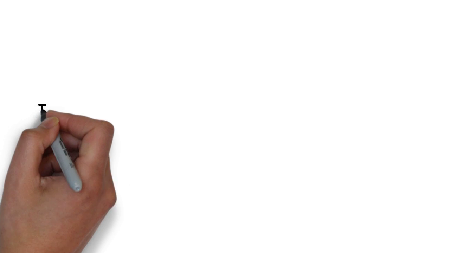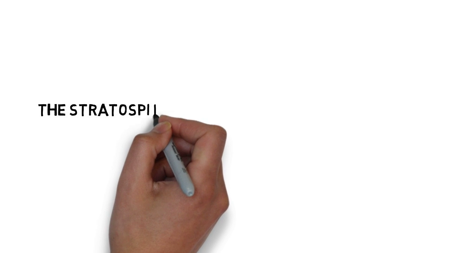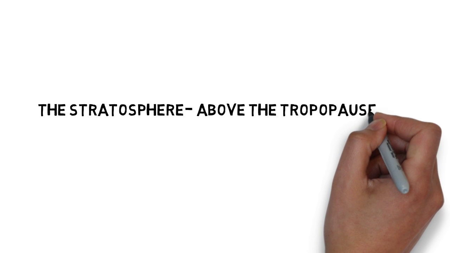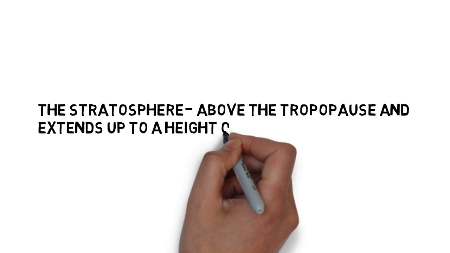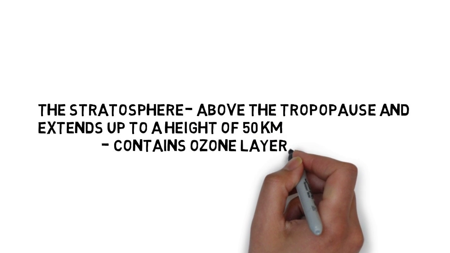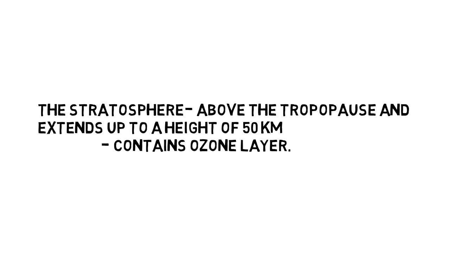After the tropopause begins the layer stratosphere. The stratosphere extends up to a height of 50 km, and in this layer we can find the ozone layer, one of the most important layers, which protects us from ultraviolet rays.